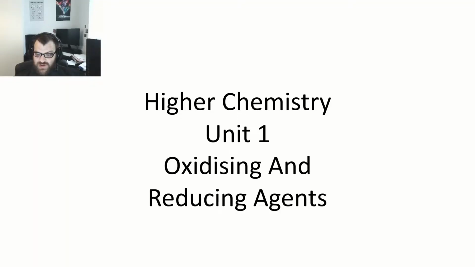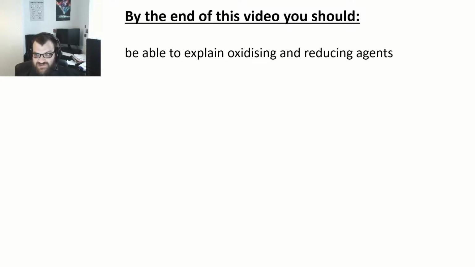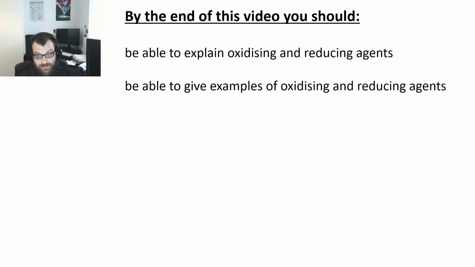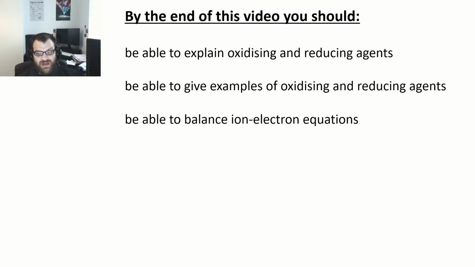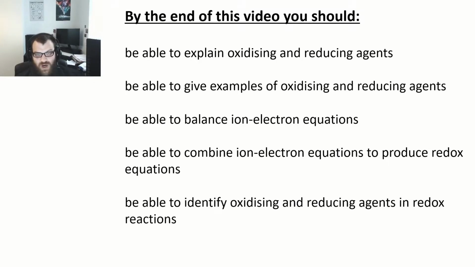In this video, we'll talk through the oxidizing and reducing agents topic from Higher Chemistry Unit 1. By the end of this video, you should be able to explain what oxidizing and reducing agents are, give examples of both oxidizing and reducing agents, balance ion-electron equations, combine those ion-electron equations to produce redox equations, then work with redox equations to identify oxidizing and reducing agents within them.